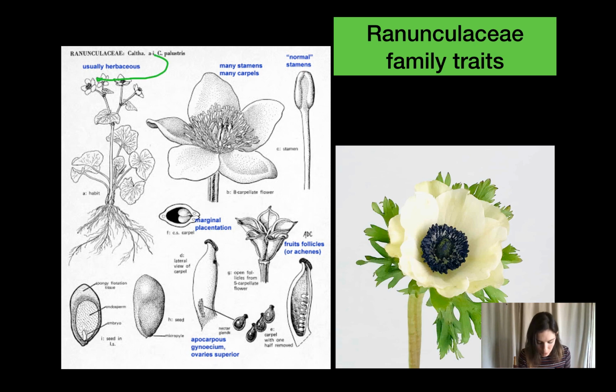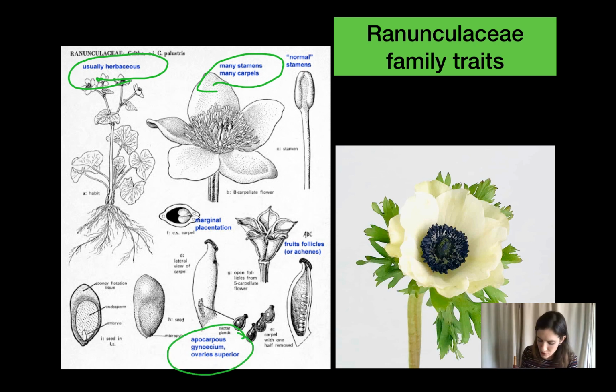So they're, like I said, usually herbaceous. We're not going to have very many woody members of this family. We're going to see many stamens and many carpels. Both of those whorls will have entirely free parts. So many free stamens. Usually many carpels, but sometimes 3 or 5 carpels, but always free. We're always going to have an apocarpous gynoecium, as they say kind of down here.